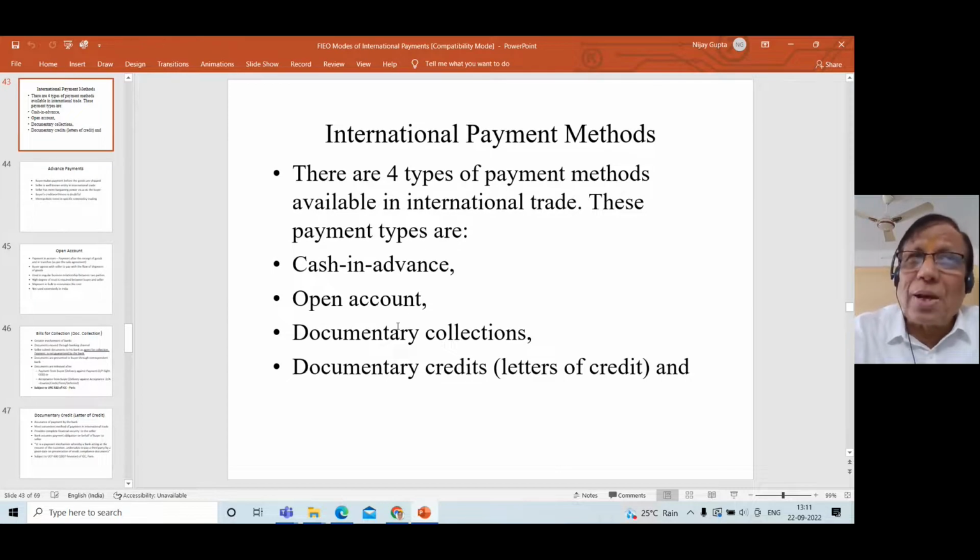In open account, there is no guarantee of payment by the buyer, and there is a possibility that goods may be returned. There is no commitment from the buyer, so there is a possibility of less acceptance by exporters for this kind of payment term. Even in China, which is a bulk exporter, they don't prefer this. In India, exporters generally don't prefer this kind of payment term. What is most commonly used is documentary collections and documentary credits.